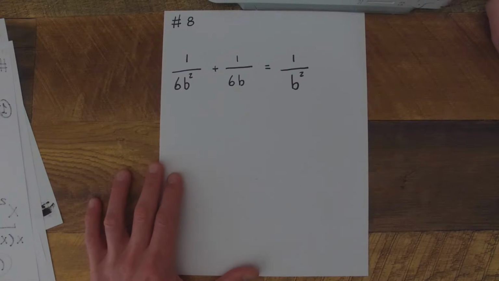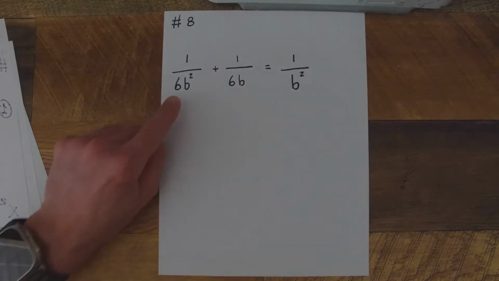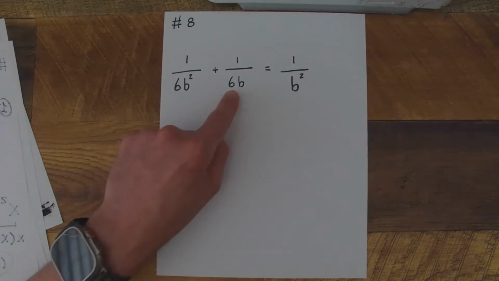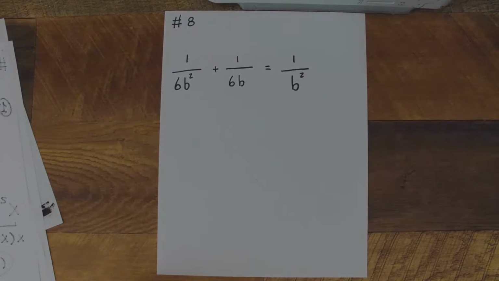Okay, example 8. We have all of this, and then it wants to know, well, what does b equal? If we have this problem, what does b equal? Here's what you want to take a look at. You want to take a look at the denominators. This denominator has a 6 and a b squared. This has a denominator of 6b. This one just has b squared. So let's just try to look at that individually.